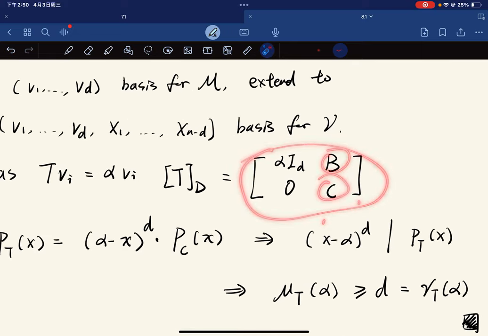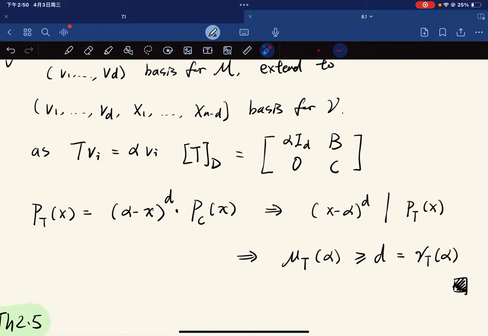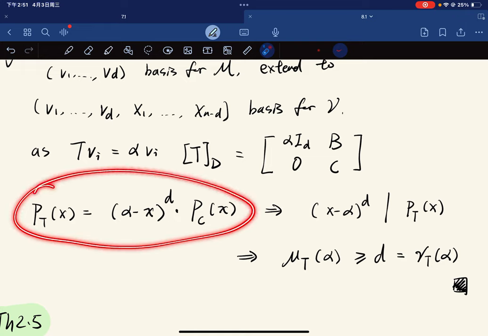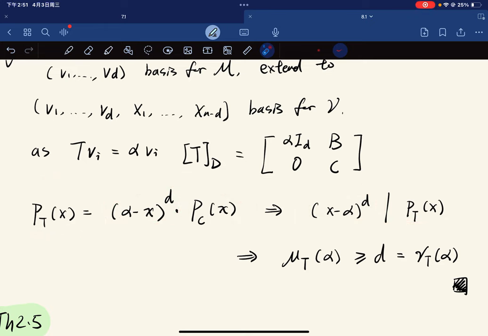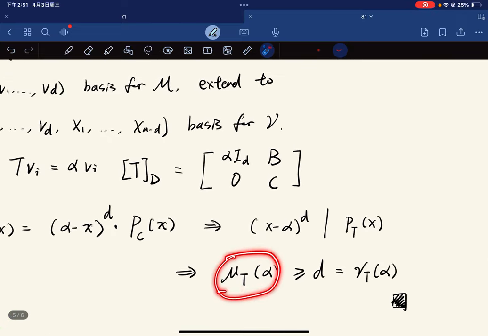Those are arbitrary, random matrices. We don't care. The thing we care about is the characteristic polynomial. If you just evaluate, it should be equal to this times the characteristic polynomial of this matrix, because those are all zeros. From here, ignoring a negative sign, we see that this thing divides p_T(x). So the algebraic multiplicity, if this divides it, then the maximum should be at least this, which is the geometric multiplicity.